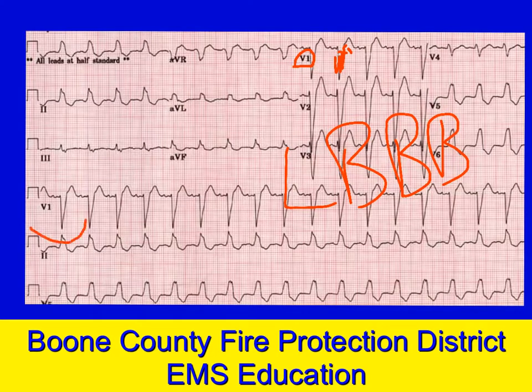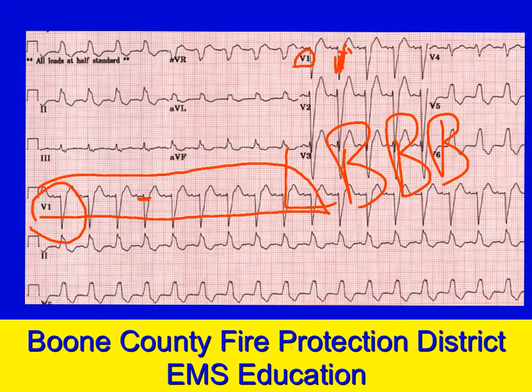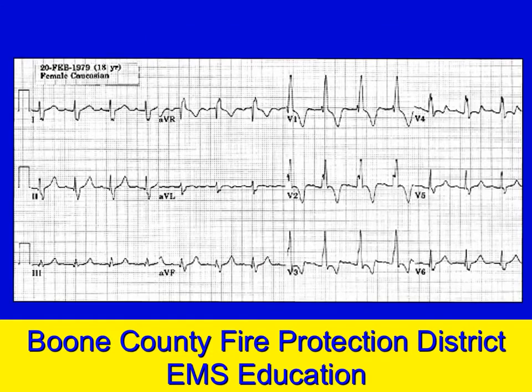Notice on this tracing we have a much larger and longer look at V1. Notice the complex in the other leads, particularly the standard limb leads, lead 1 and lead 2. Very different looking complex. If you were to use this method erroneously on lead 1 or lead 2 and color in, you might fool yourself into calling that a right bundle. That's why we're emphasizing you've got to stay with lead V1.